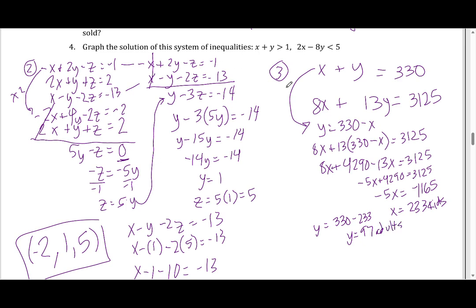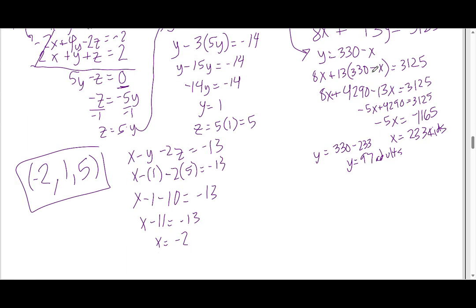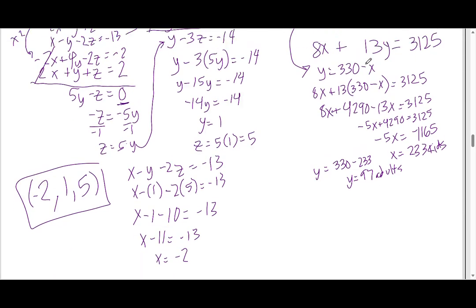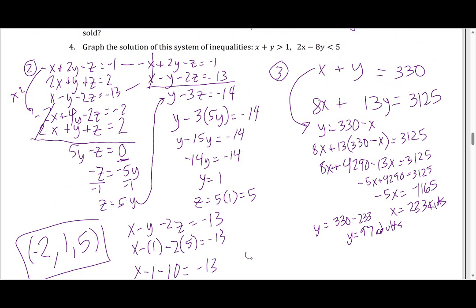Awesome, well done. All right, number 4, we're going to graph two systems of inequalities. So this is a little bit like that problem from chapter 3 in the last video. We have 2 of them, so let's go ahead and write that down before I scroll down. X plus y is greater than 1. 2x minus 8y is less than 5.